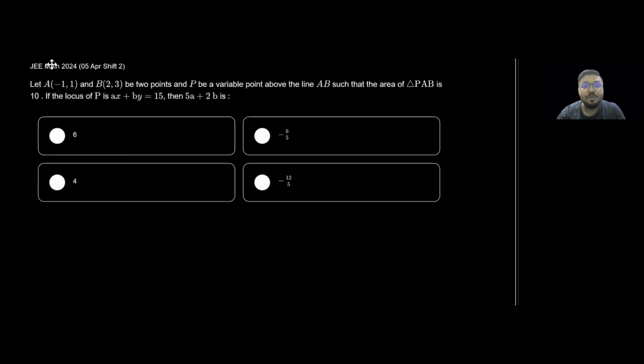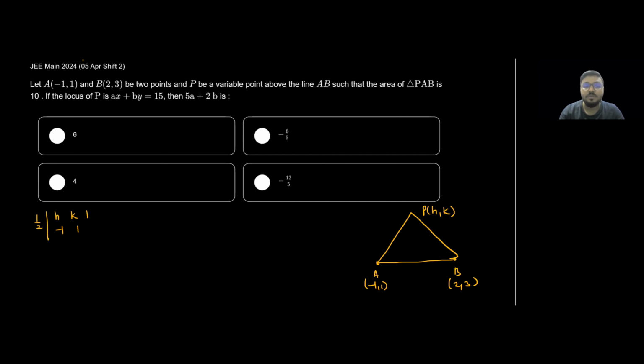A and B are two points and P is a variable point above the line AB. We have the line AB, with A (-1, 1) and B (2, 3). P is a variable point (H, K) such that the area of this triangle is 10. Let's quickly write the area: half of the determinant with rows H, K, 1; -1, 1, 1; and 2, 3, 1, and in the area we have a modulus. If we open the modulus, it will be plus or minus 10.